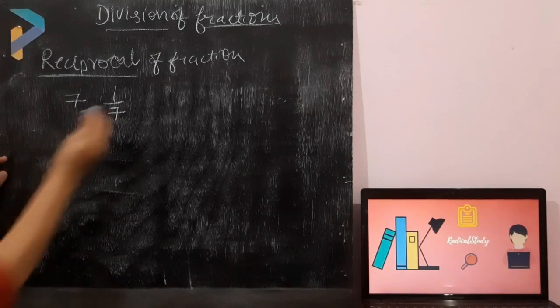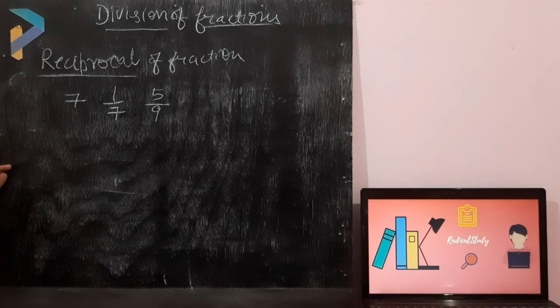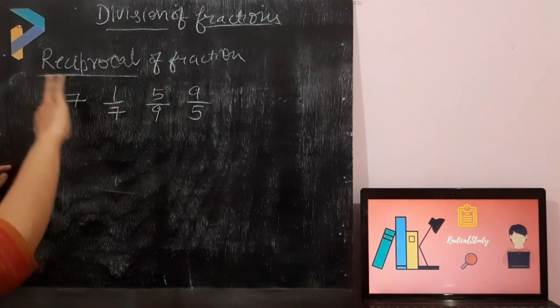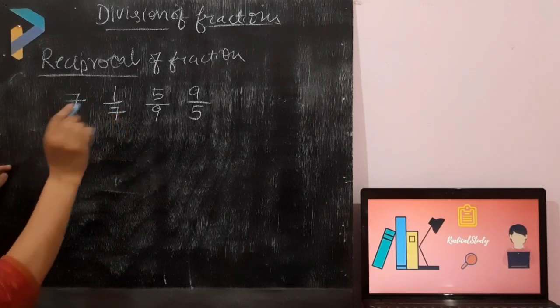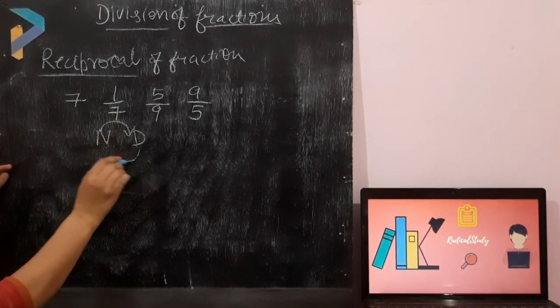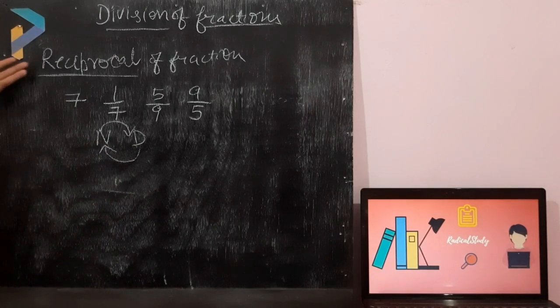For example, 5 upon 9 is written over here. So what will be the reciprocal? The reciprocal will be 9 upon 5. So we just have to make the numerator denominator. The numerator is changed to denominator and the denominator is changed to numerator. The position is changed. That is reciprocal. Two fractions are said to be the reciprocal of each other if their product is 1.